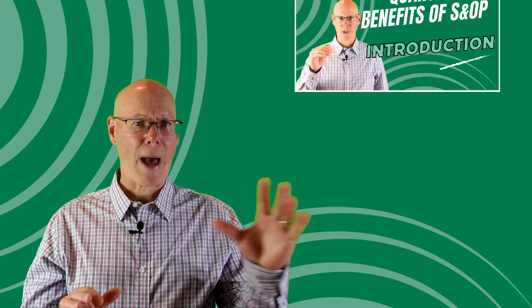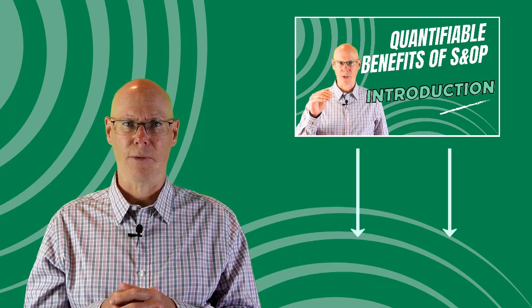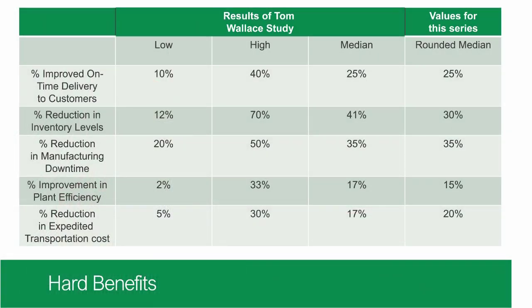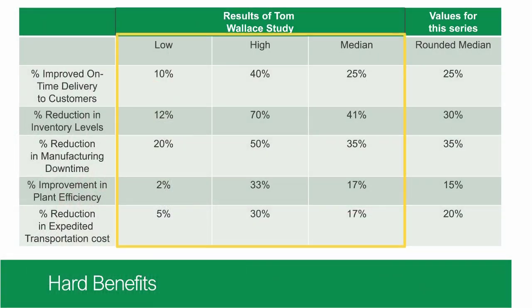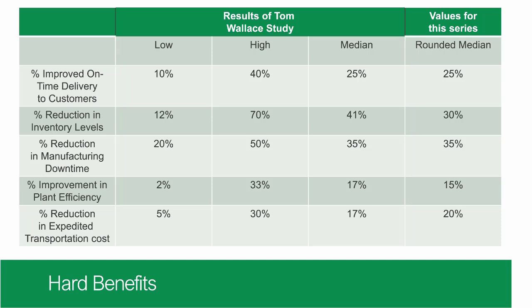If you haven't already, go back and watch the first video in this series. The link is below. In that video, I introduce how generally S&OP can be linked to these business outcomes. I also introduced an expected improvement table from research that comes from Tom Wallace, who is the author of the Sales and Operations Planning How-To Handbook. Based on his research and in this table, Tom provided the high and low values for each of these benefits and an expected or middle outcome as well. I'll be using this data to walk through some numbers for each benefit.